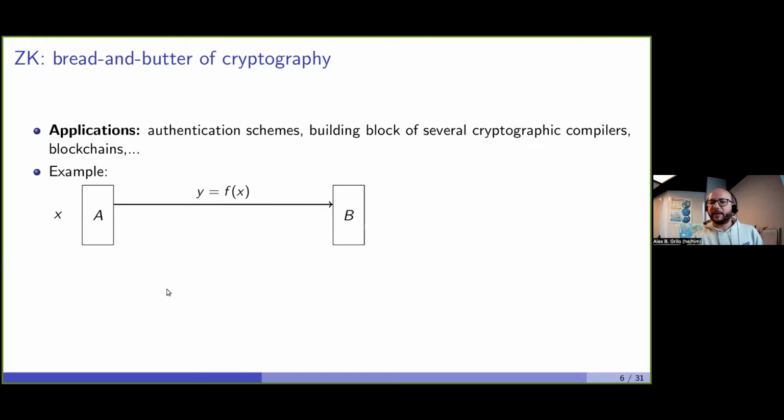So usually in cryptography, how can B trust that Y is actually the image of X under F? How can B trust A that Y was computed correctly? So we can use zero knowledge proofs to say that A proves in zero knowledge that there exists some X such that Y is equal to F of X. And if F can be implemented efficiently, this is an NP statement. With this zero knowledge proof, B would be convinced that Y was created correctly, but would not learn X itself.